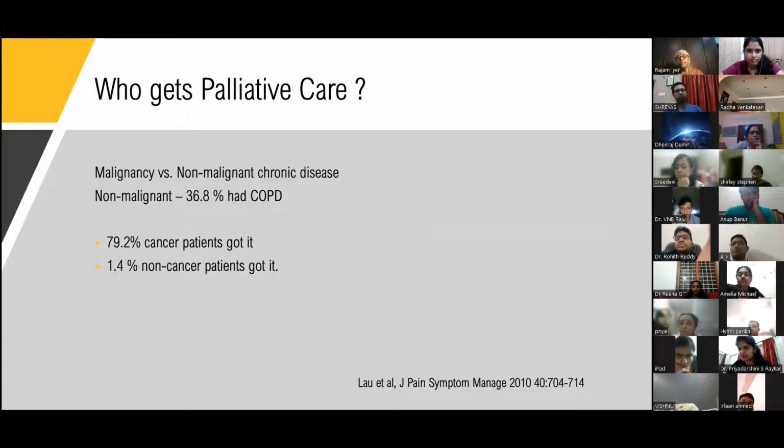This is also important for me to tell you that the research published from the West has clearly shown how patients with non-cancer get much less integration of palliative care. And so it's not just an Indian phenomenon where 80% of cancer patients get palliative care, while less than 2% of non-cancer patients get it. And imagine the number of patients in India who are afflicted with non-cancer, progressive, incurable illnesses.